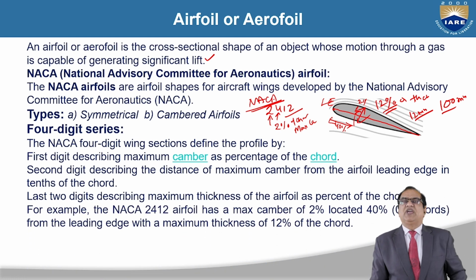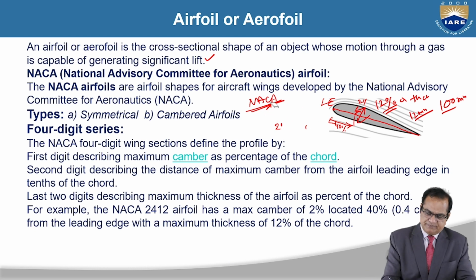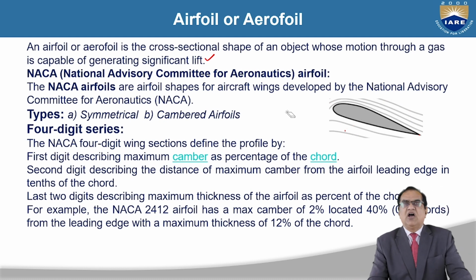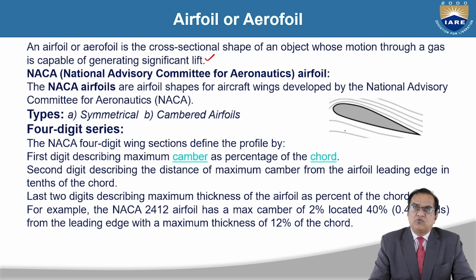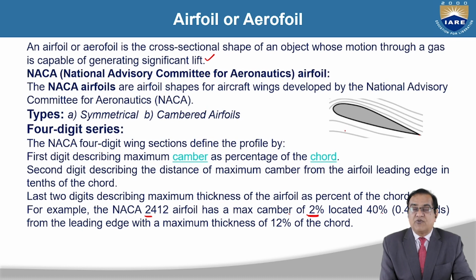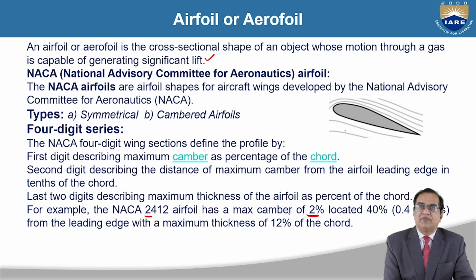So for example, the NACA 2412 airfoil has a maximum camber of 2%. Just this is the 2%. So maximum camber is 2%. The 40 means it is located at 40%, or 0.4 of the chord, from the leading edge, with the maximum thickness of 12%. So that is the meaning of 2412.